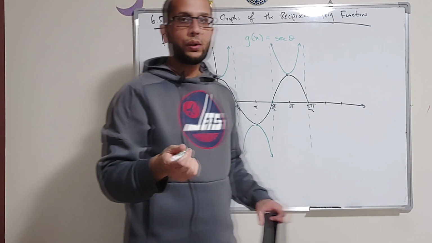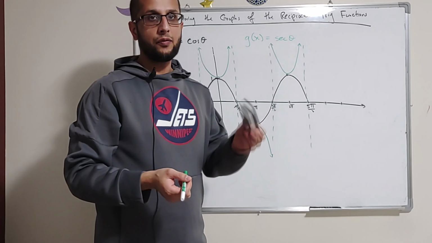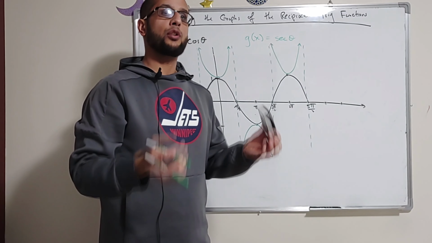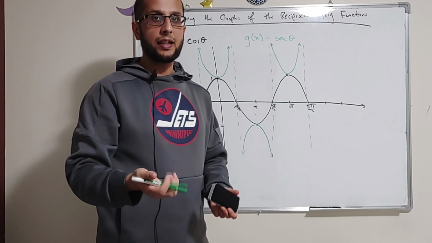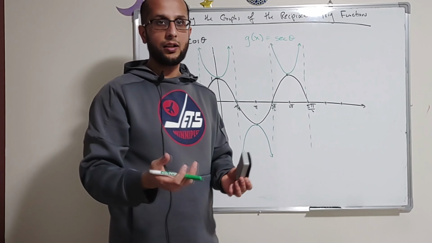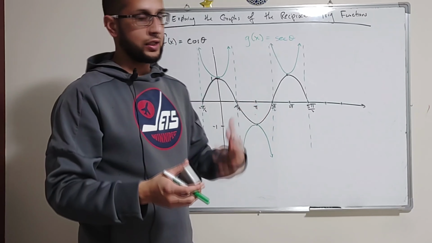The final one we're going to look at is the cotangent theta function, and for that we're going to go back to how tan theta was created in the first place, or how we came up with a graph for the tan theta function.